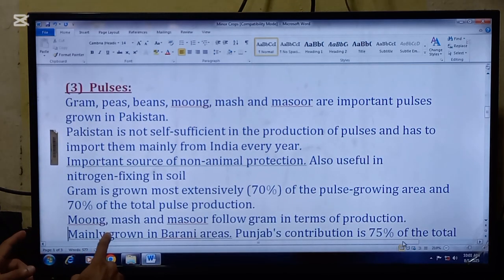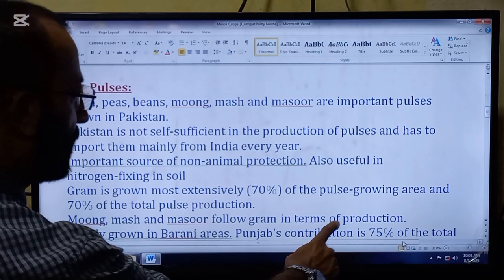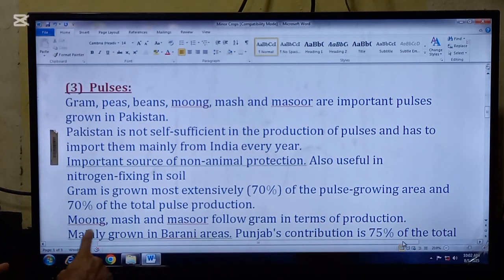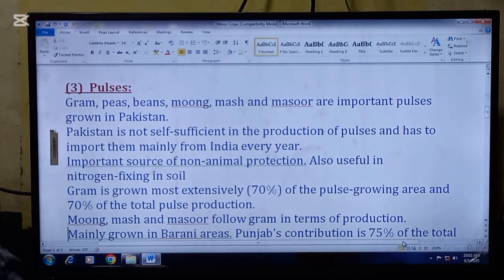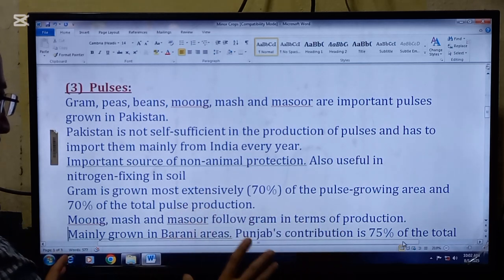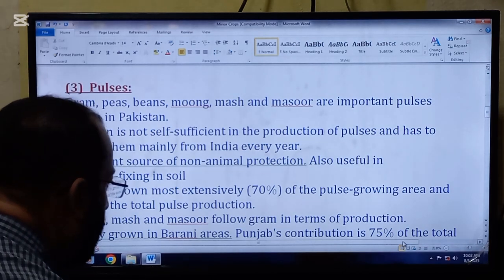Gram is grown most extensively, 70% of the pulse growing area and 70% of the total pulse production. Moong, mash and masoor follow gram in terms of production. So gram is the main production. After that moong, mash and masoor come. Mainly grown in Barani areas.